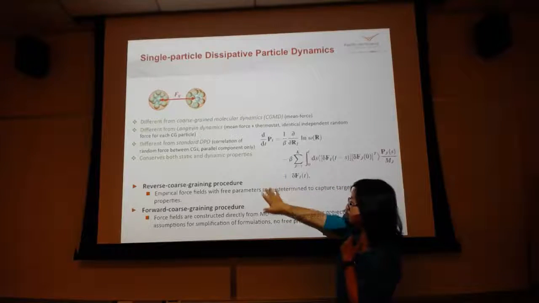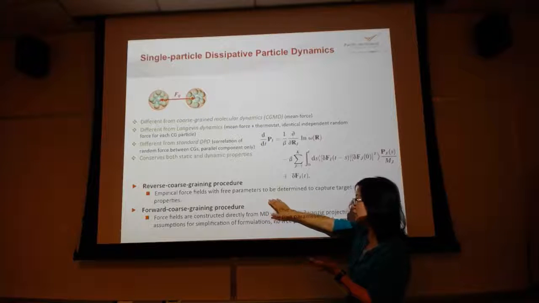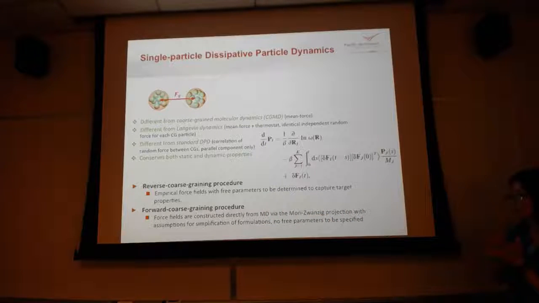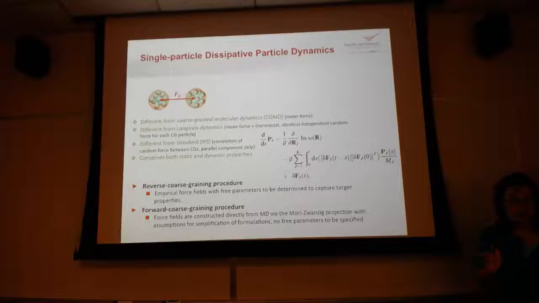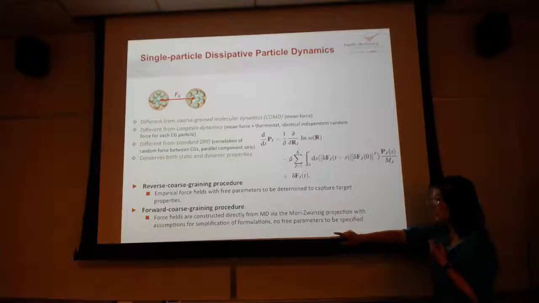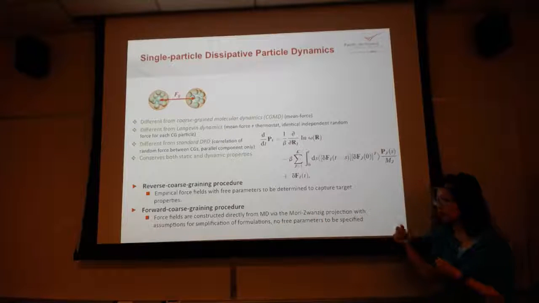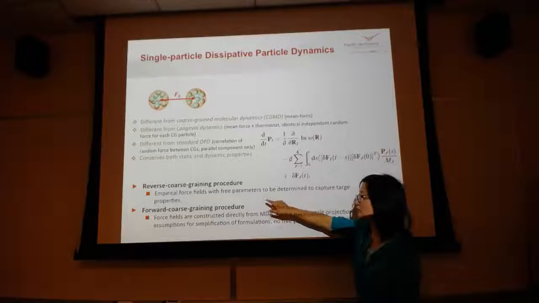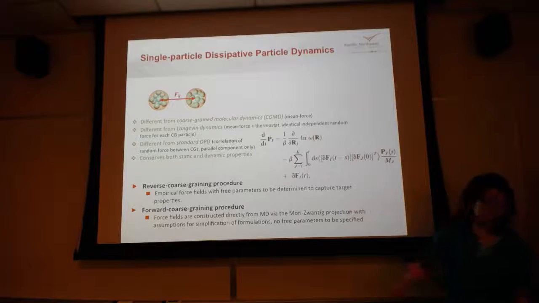In this coarse-graining framework, there are two approaches. One is that we use some empirical force field with free parameters to be determined to capture target properties. It is very similar to MD simulation, where you use empirical force fields and try to capture some target properties, leaving some free parameters to be determined later. Also you can do this forward coarse-graining procedure, but of course this is very challenging, and tomorrow this will be covered. They can go directly from MD using the Mori-Zwanzig projection and calculate each of the force fields, so you don't have any free parameters to be determined. These are two different approaches, but I will just focus on the first one.